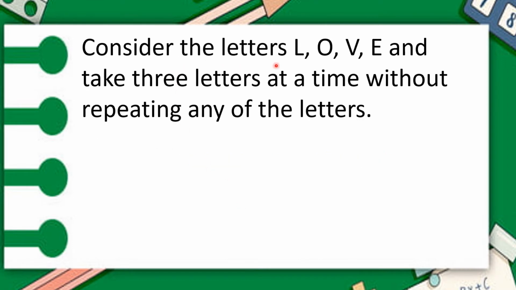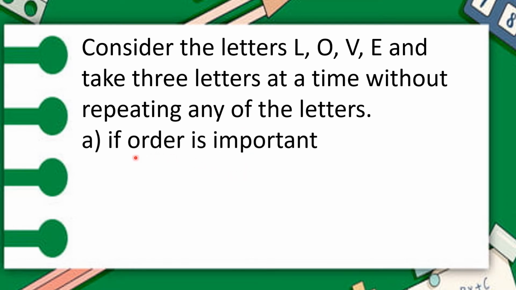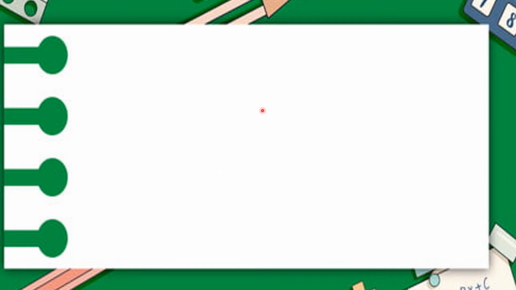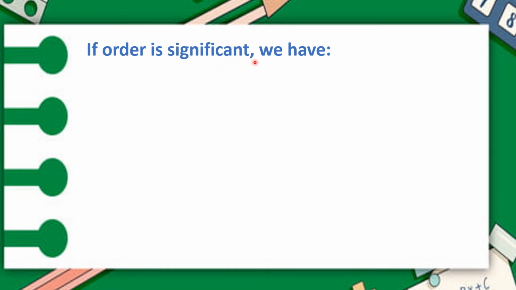Let us consider the letters L, O, V, E and take 3 letters at a time without repeating any of the letters. First is if order is important and second if order is not important. If order is significant or important, we're going to solve using permutation.